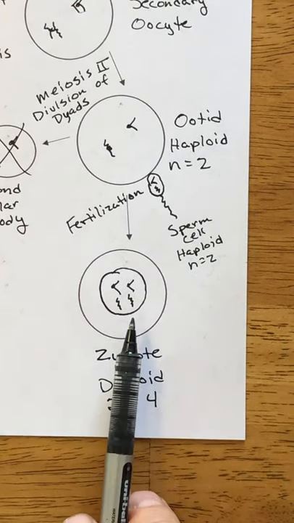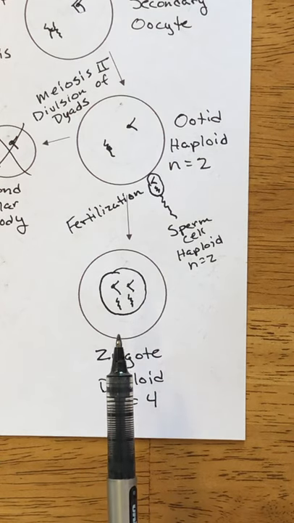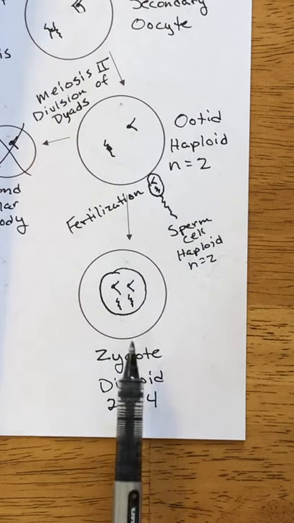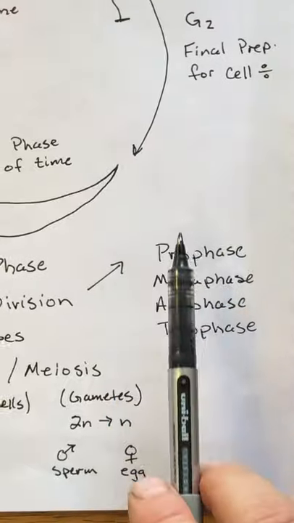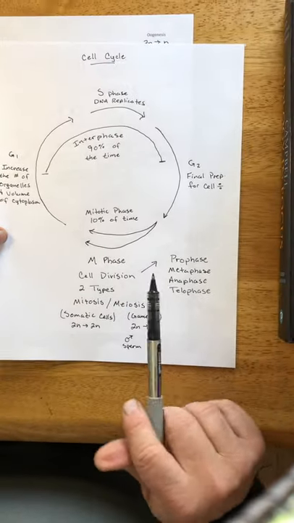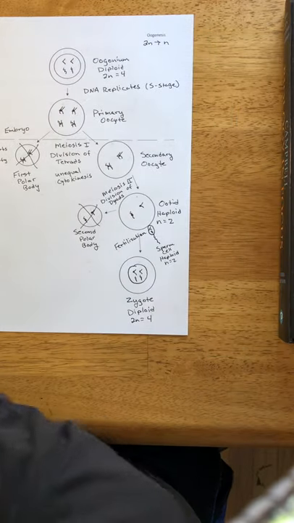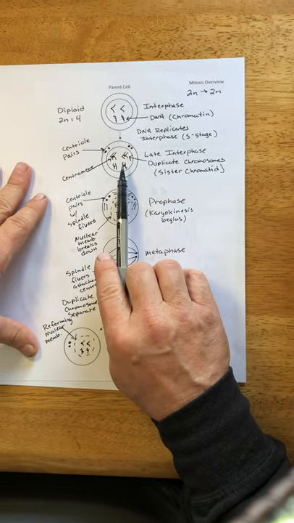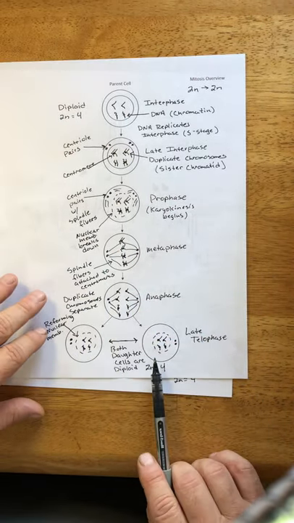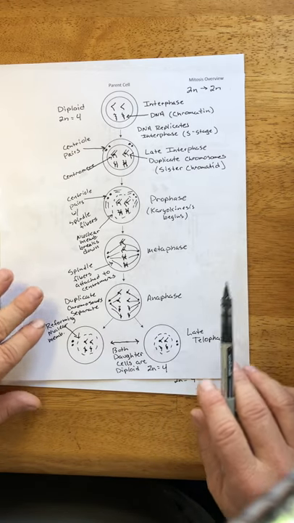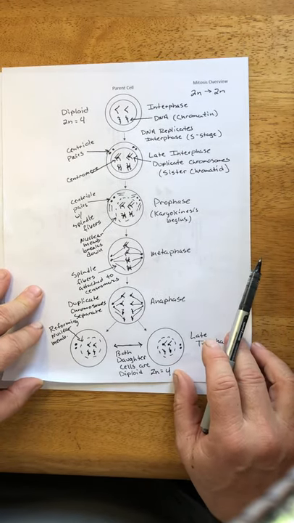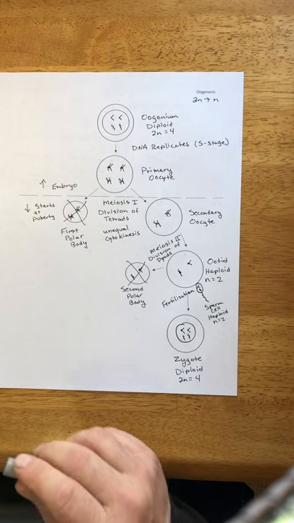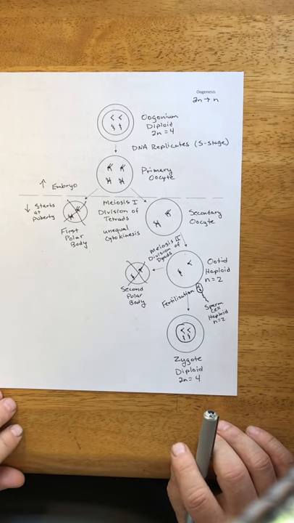Now this cell basically just goes back to interphase. And it goes back to the old cell cycle. And so this cell would go back to G1, S, G2, all of that stuff, and go through multiple mitotic divisions. And over a period of time, that one cell becomes two cells, those two become four, four become eight. And eventually, this all leads to an organism that has trillions of specialized cells, much like yourself.